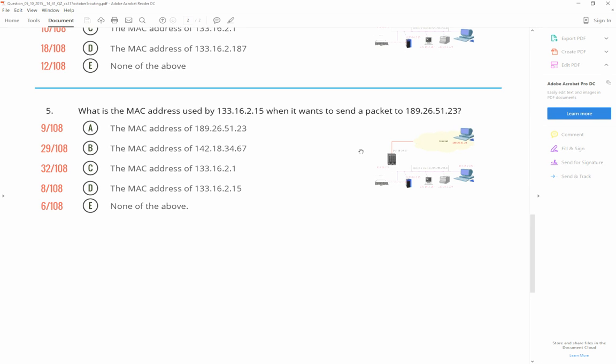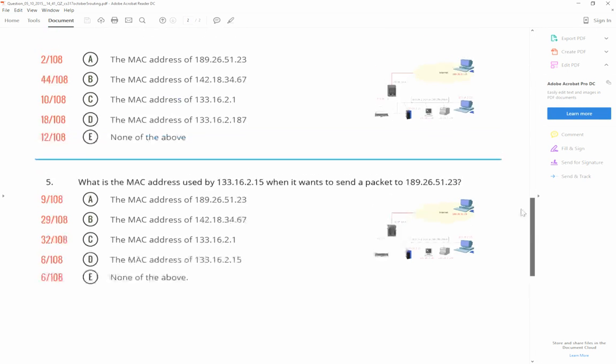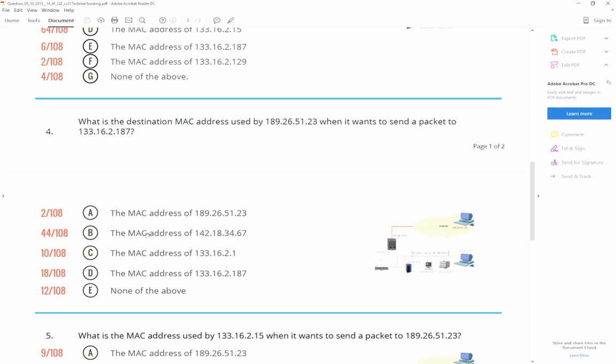Yeah? I think you skipped number two and number four. That's possible. Okay, there's four. The destination MAC address is 189 when it wants to send a packet to 133. So this one is asking what is the destination MAC address of 189 when it wants to send a packet to 133. We're outside the network, so there's actually nothing here to tell us. It's none of those. It would be whatever the MAC address is of the router it's on the same subnet as. B would be the next best possibility, but given that we have a little bit of a cloud there, it's probably not that router. It's going to be a different router.